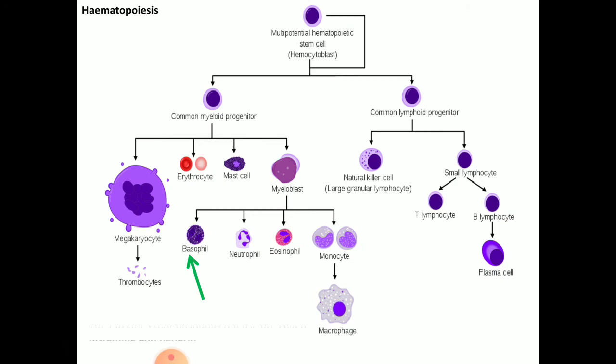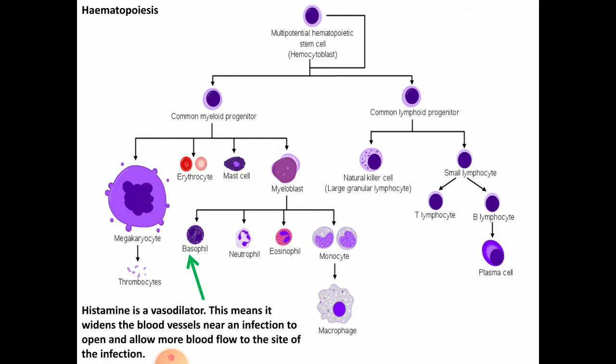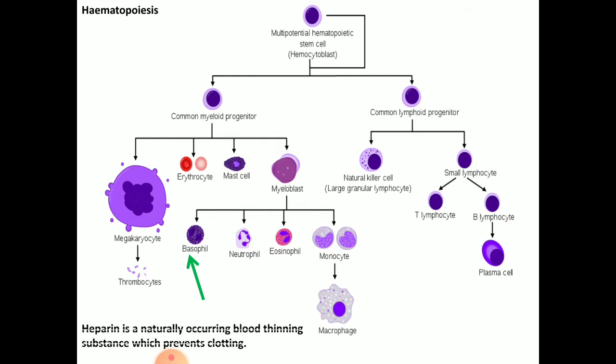immune response. The enzymes that basophils release are called histamine and heparin. Histamine is a vasodilator which widens the blood vessels near an infection and allows more blood to flow to the site of the infection. Whereas heparin is a naturally occurring blood thinning substance which prevents clotting.